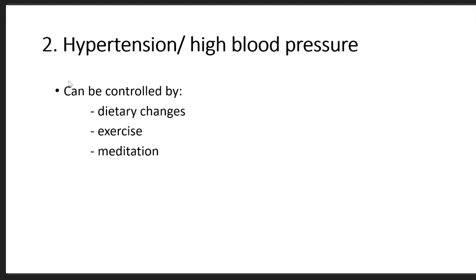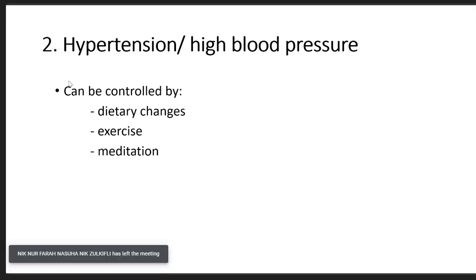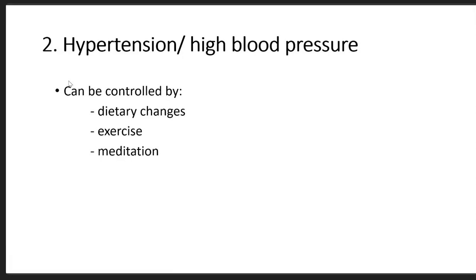Tapi ada juga orang yang dia dah kawal dah dia punya diet. Dia dah makan sihat, seimbang. Dia seorang yang aktif. Tapi still dah ada high blood pressure. So this can be contributed by genetic factor. Contohnya keturunan. Memang dalam keturunan dia ada high blood pressure. Macam tu. Okay.